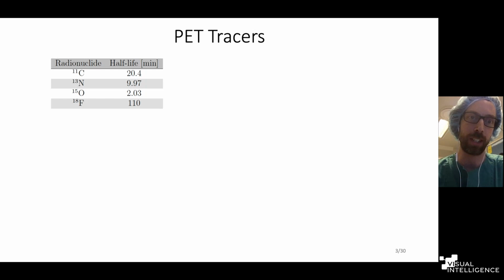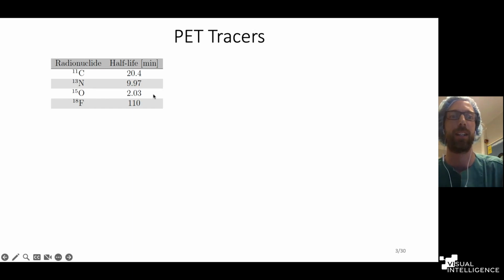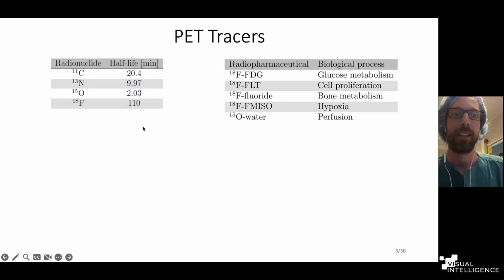Another important concept in PET is that you have to have this radioactive atom injected into the patient. And there are several of these available that you see here. Some of them have a very short half-life, 2 minutes, until half of it is decayed. But the most commonly used is this F18 with a 2-hour half-life. And this is not enough.